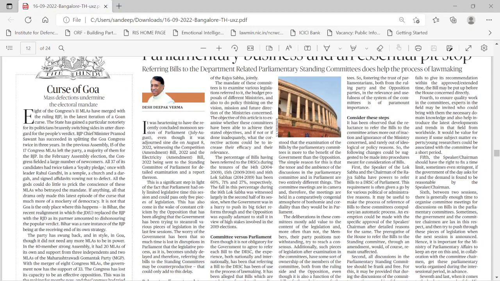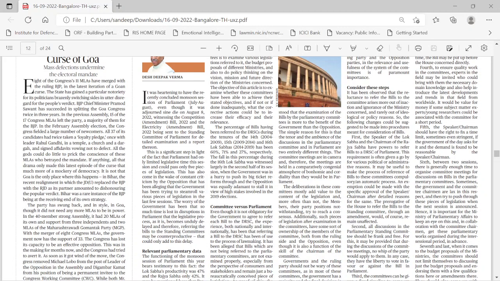Next paragraph. But one of the major problems for sending these bills to the committees is that it delays significantly.